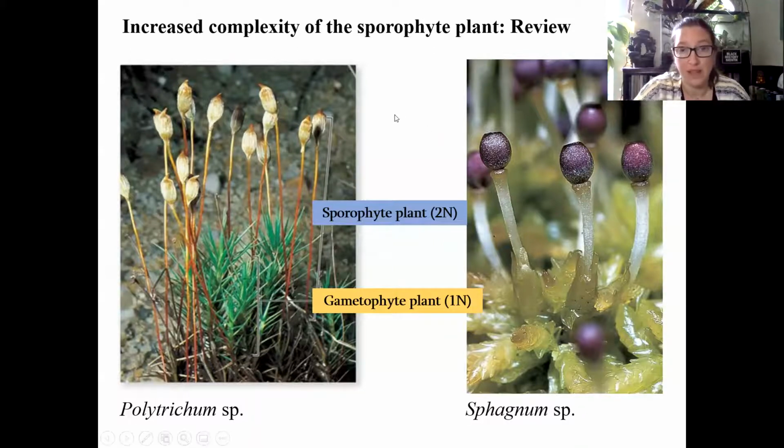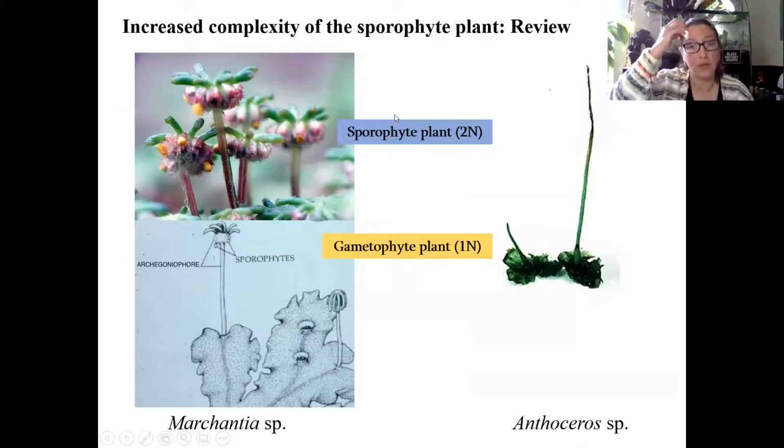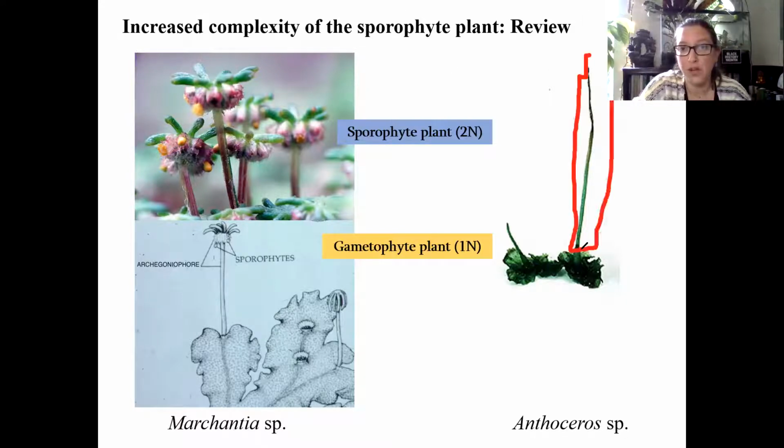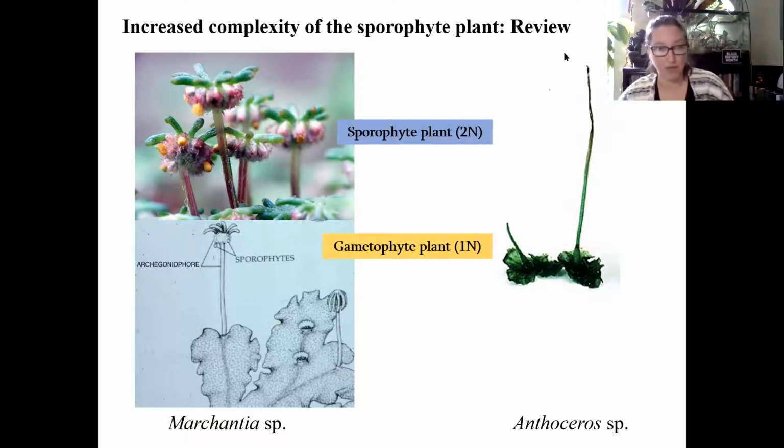We're talking about increased complexity. If you look at the liverwort on the left, that yellow thing hanging down that I just drew on before, that's the sporophyte plant. That's not green, so that's not photosynthetic. But by the time you get to the hornworts, oh, hey, what do you know? A greenhorn. So the sporophyte plant is officially photosynthetic. So that's increased complexity right there, even just that.